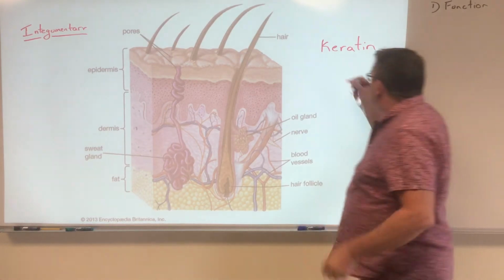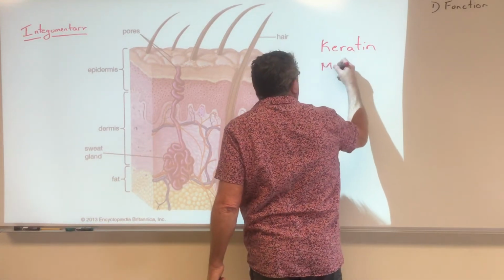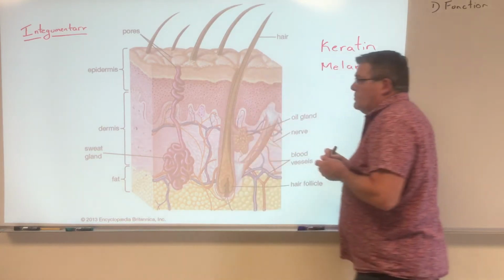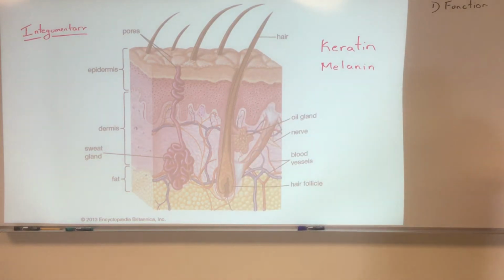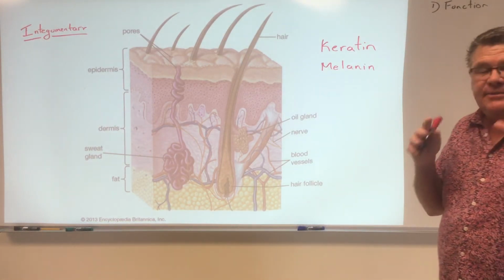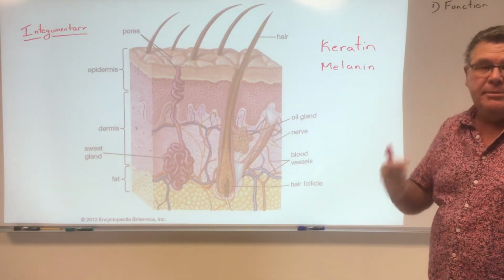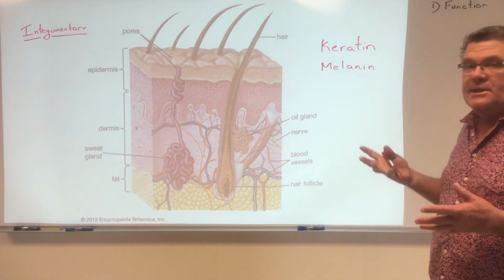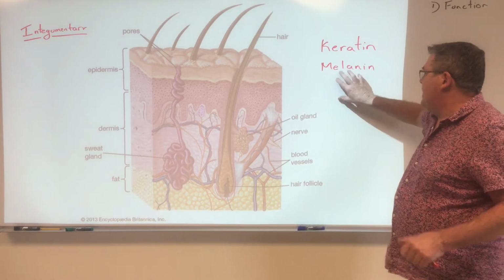Also, melanin. Melanin is a really, really, really dark pigment. If you have dark eyes, look at the eyes. If you really want to see melanin, look right down the middle of your eyeball in the pupil. The reason it's so black is it's just loaded with melanin.